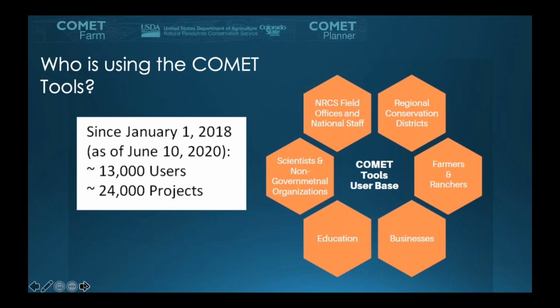So who's using Comet tools? We have over 13,000 users who've created more than 24,000 projects in the past, since the original tool was created in 2012. And so these include NRCS field offices, education, so graduate programs are using it, businesses, scientists, and NGOs. This is an introduction as to who's using our tools.